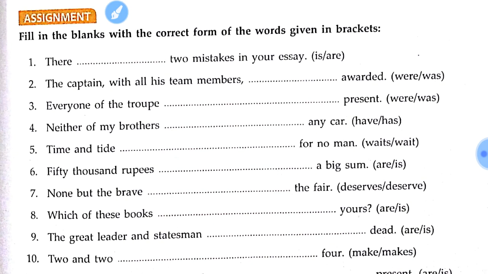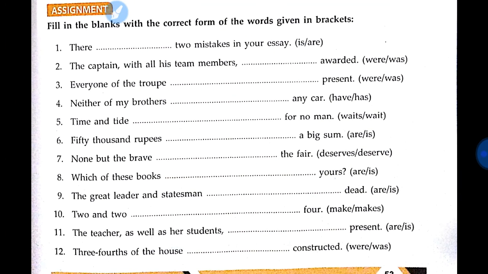Now we have the assignment here. We have 12 sentences. Fill in the blanks with the correct form of the words given in the bracket. For example, there dash to mistakes in your essay. So you have to use the correct answer. The answer you have to write here: there are 2 mistakes in your essay. So like that you can do all 12 of them.